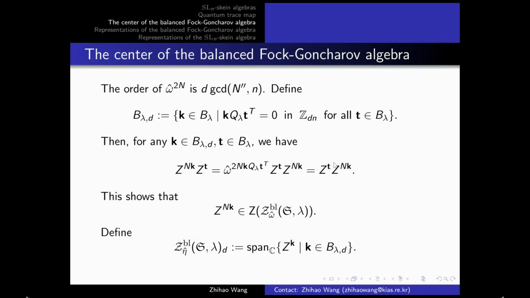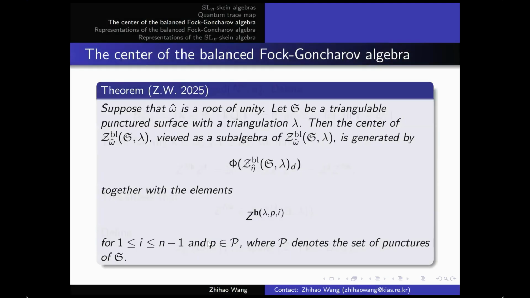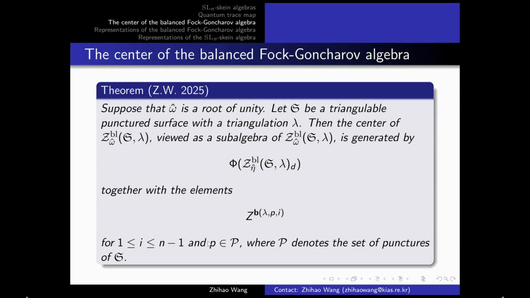So now for the root of unity case, we have two different central elements. One is associated to a puncture. Another one is the image of this guy. And then this theorem tells us that actually for the root of unity case, the center is generated by these two different types of central elements.